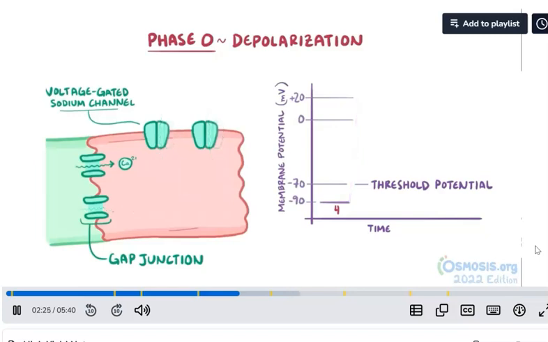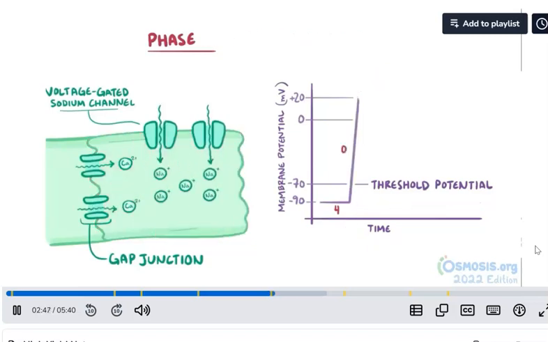Now, if only a few ions had leaked through from the neighboring cell, and the membrane potential didn't get to the threshold potential of negative 70 millivolts, then those voltage-gated channels wouldn't open, and there'd be no depolarization. Essentially, there's nothing in between, which is why we say an action potential is an all or none process. Alright, so if the membrane potential rises above negative 70 millivolts, and keeps going all the way to plus 20 millivolts, the myocyte is depolarized, and we're in phase 1, which is called initial repolarization.